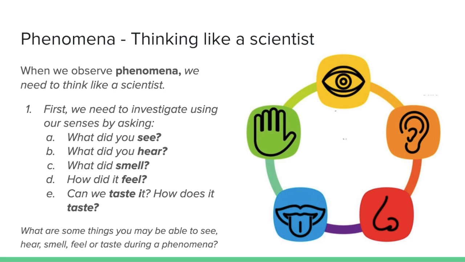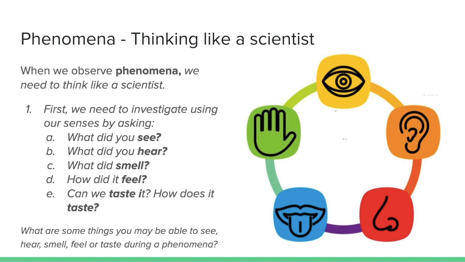So what are some things that you may be able to see, hear, smell, feel, or taste during a phenomena? Let's think about something like rain. Rain is a natural phenomena. What do you see with rain? You see water droplets falling out of the sky. You see dark clouds. You might see lightning or something like that. Puddles. Hear, you're going to hear the sound of the rain hitting the ground.